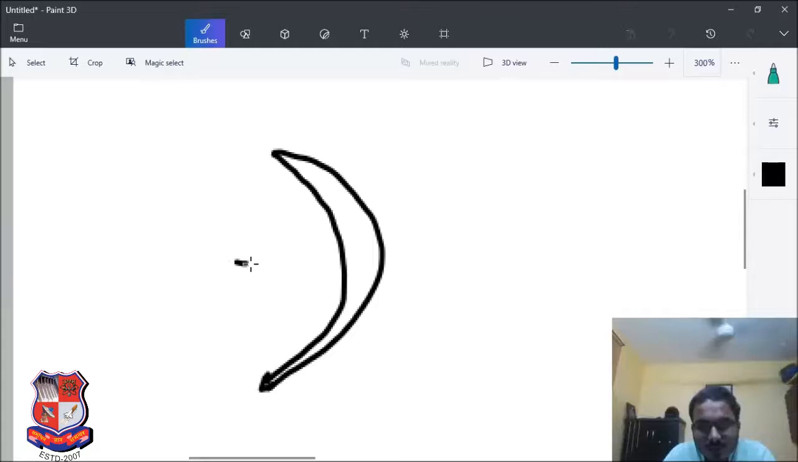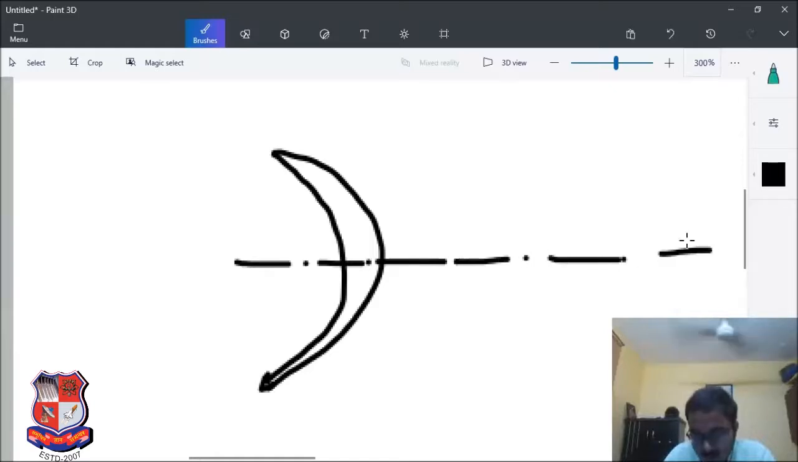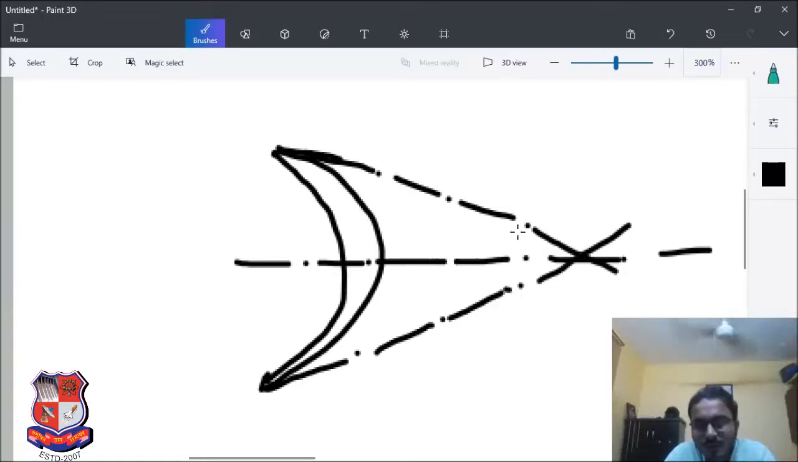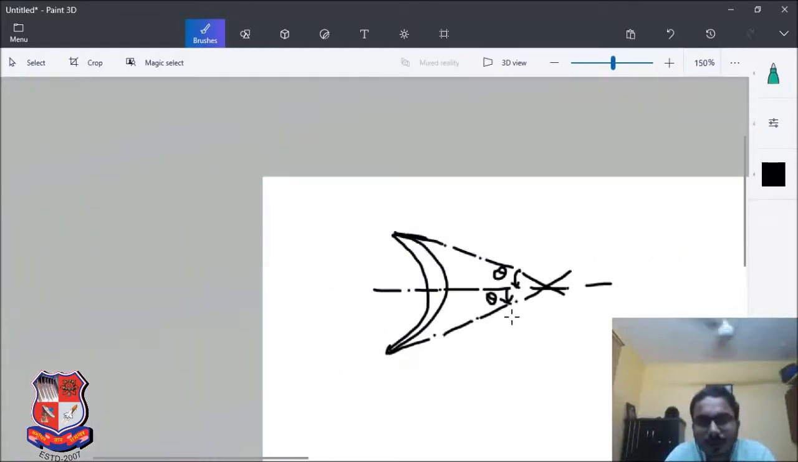if we take from the center, then the angle with this tangent as well as the angle with this tangent, both will be theta. That is the meaning of a symmetrical plate, that both angles will be the same and equal to theta.